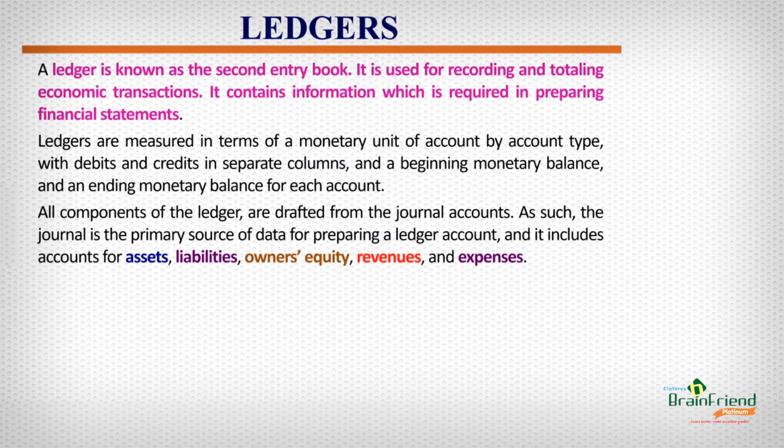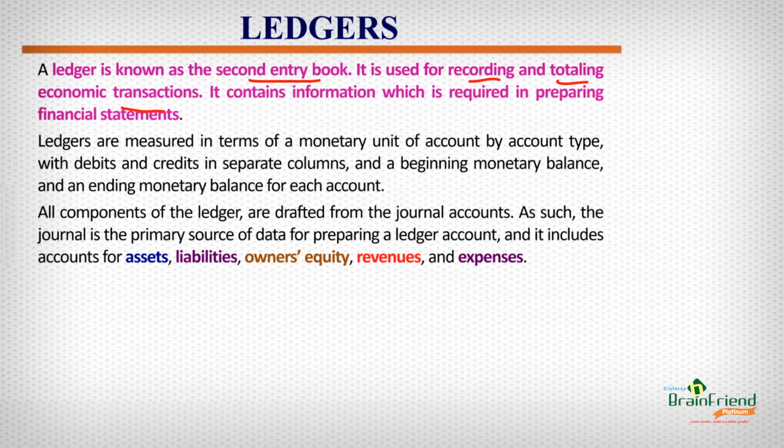Now, going further, the second account we should be looking at when we are looking at double entry bookkeeping is the ledger. The ledger is known as the second entry book. The journal is your first entry book, while the ledger is your second entry book. It is used for recording and totaling economic transactions. It contains information which is required in preparing any financial statement.